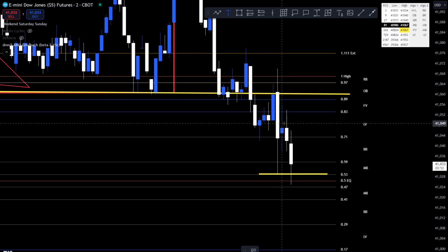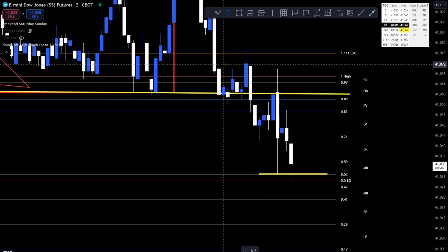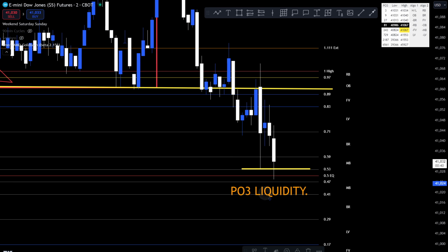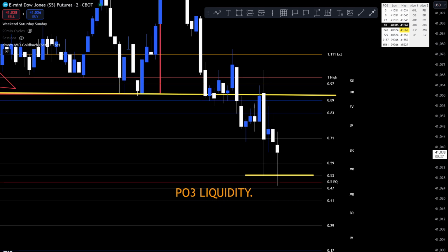Everyone thinks the move is done and gets scared. No, you're still in a premium. And look at where we focused on. Watch this. PO3, let's annotate. PO3 liquidity. And we're going to do, obviously EQ was our low target.